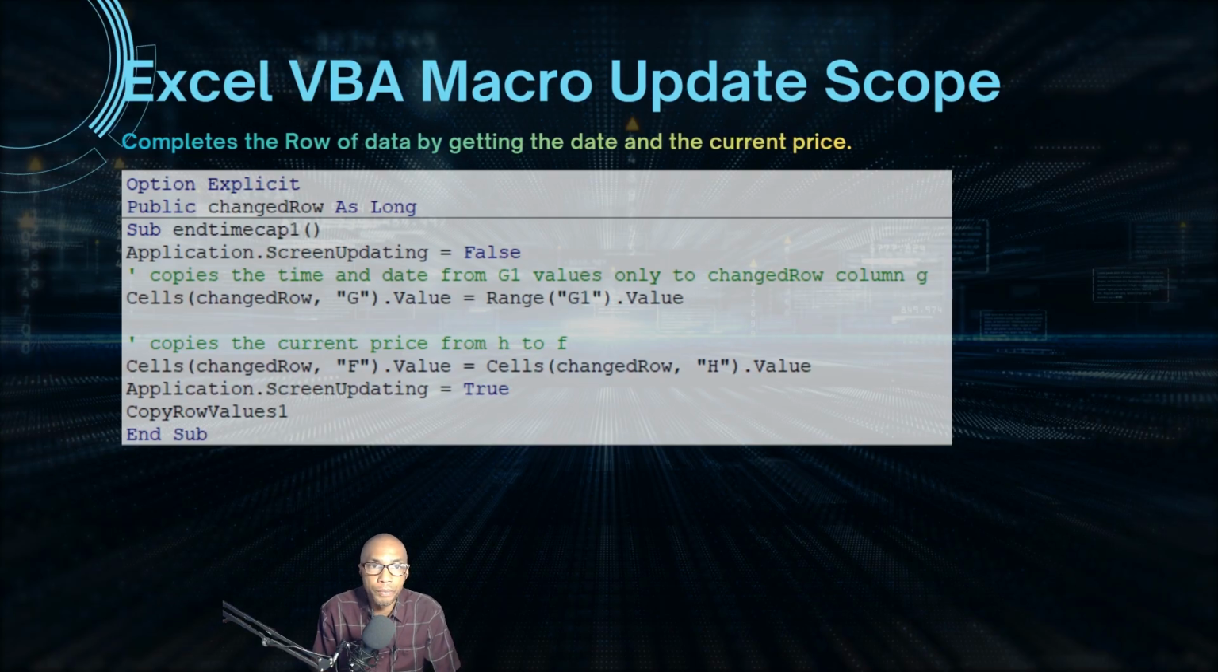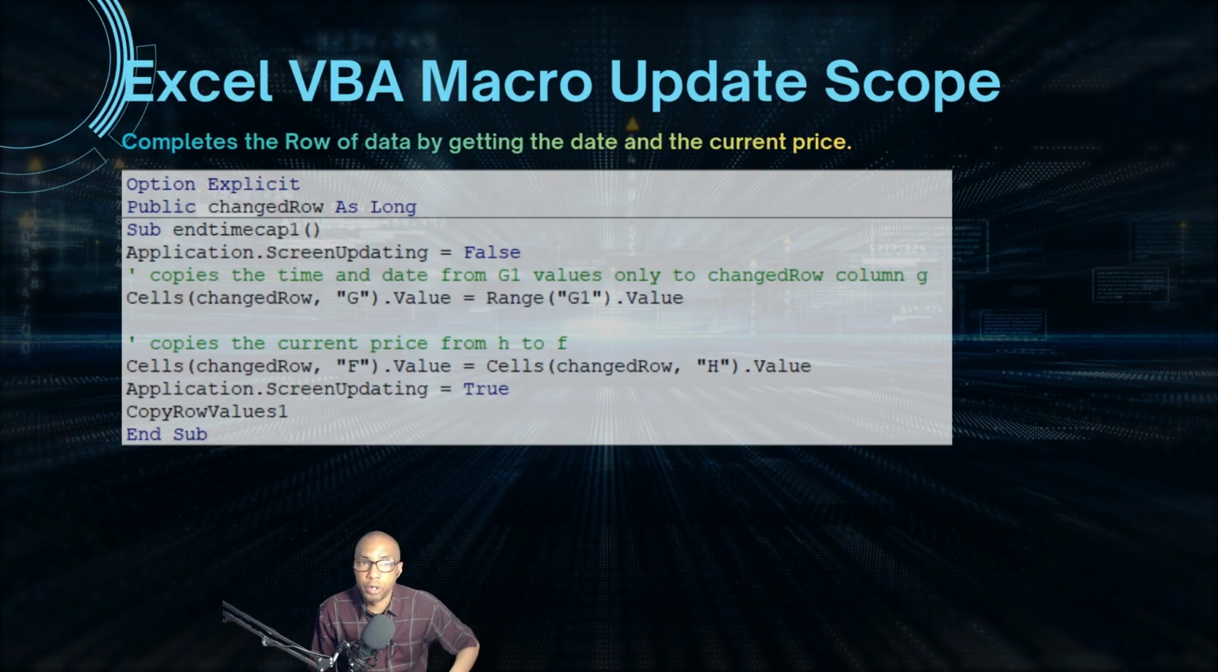All right. So at the time when I screenshotted this, I didn't have that public variable for the string. But when we're looking at the end time capture, what this code does is it falsifies the application screen update so that no flashing is going on and giving us headaches. And it's going to copy the time and date from G1 values only to change row column G.